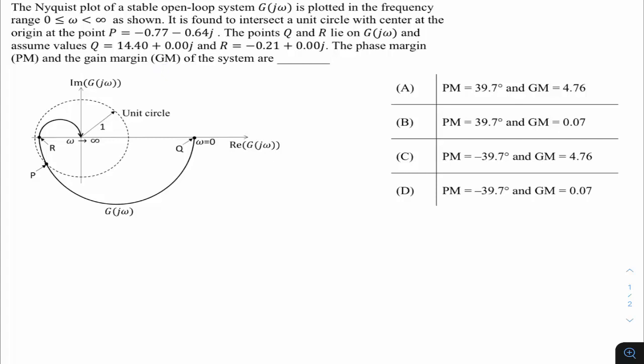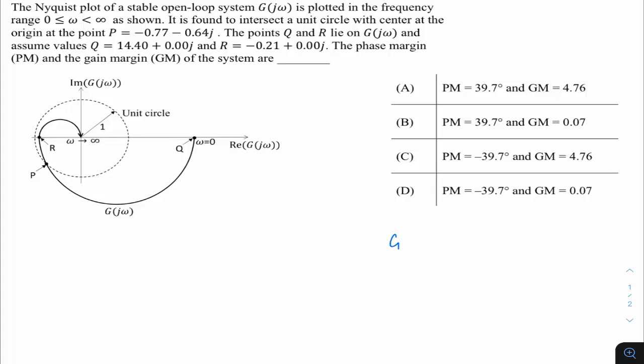So basically this is a polar plot, not a Nyquist plot, because the range of frequencies is not from minus infinity to infinity. So, in a strict sense, this should be a polar plot. Anyway, this is again a standard model question. The plot is given, and from the plot, we have to get the corresponding value of gain margin and phase margin. If you remember, what is gain margin and what is phase margin?